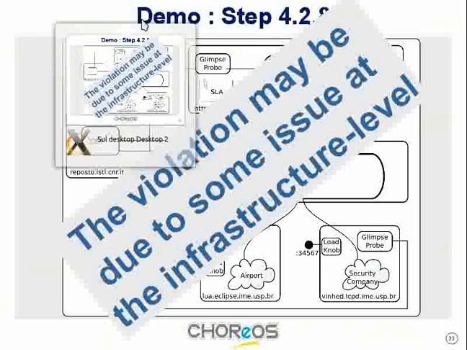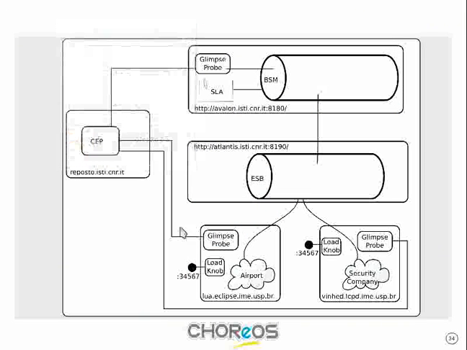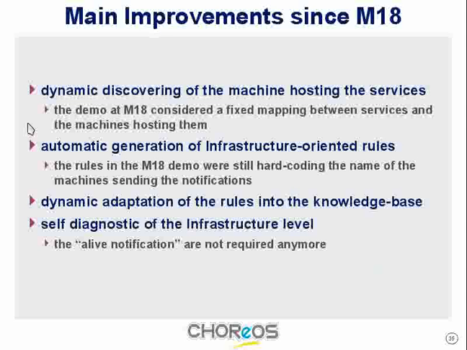Okay, let's go back to the presentation. So basically, this concludes our demo. I will point out the main improvements we got since M18. So we introduced a dynamic discovery of the machine hosting the services. Basically, in the demo at M18, we considered a fixed mapping between services and the machines hosting them. We added an automatic generation of infrastructure-oriented rules from the SLI we received, while the rules at M18 were still hard-coding the name of the machine sending the notification.